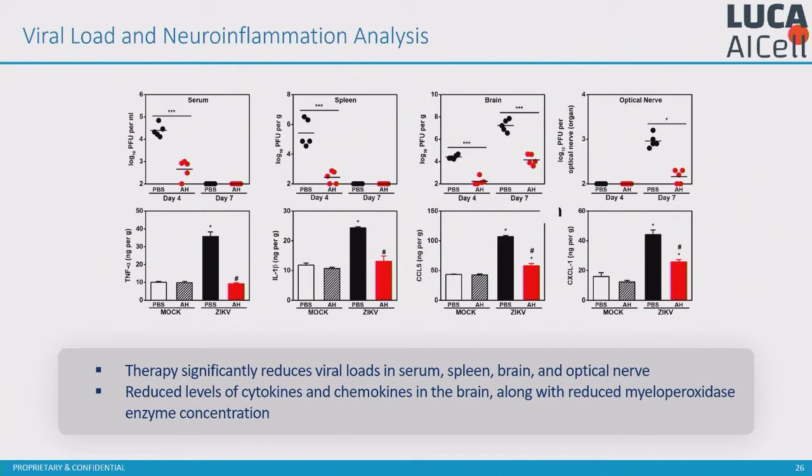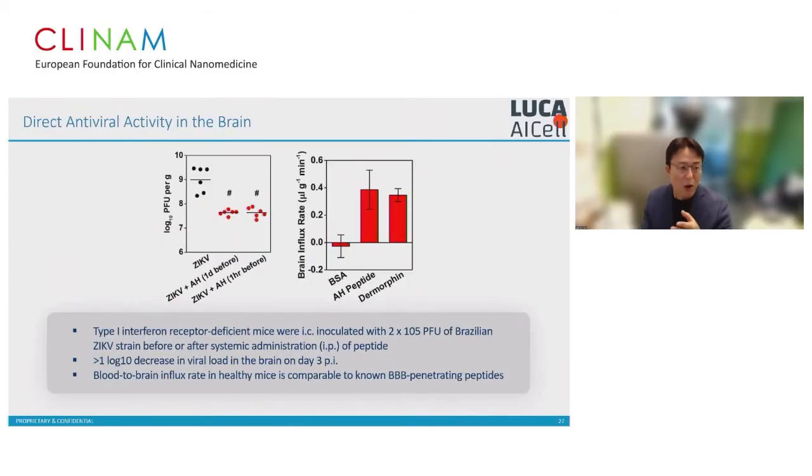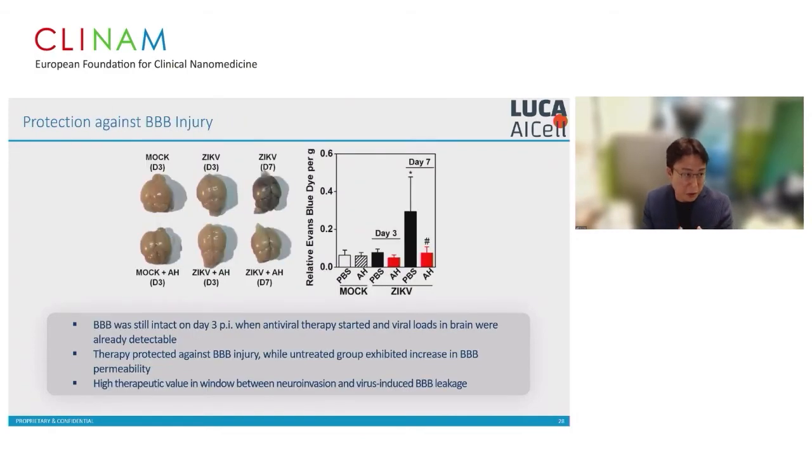The interesting thing is the brain. We studied how this peptide influxes and effluxes, penetrating the BBB. We did that with healthy mice, comparing with unknown BBB-penetrating peptides and other materials. The influx rate is comparable to a known material, dermorphin, which is known to penetrate the BBB.